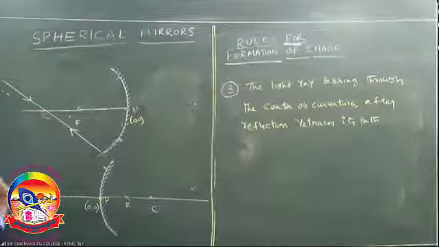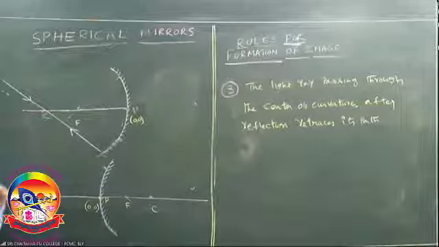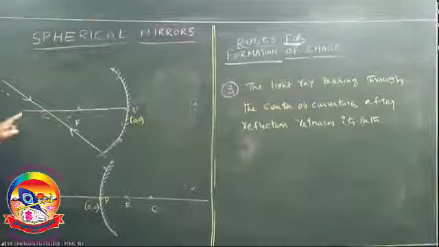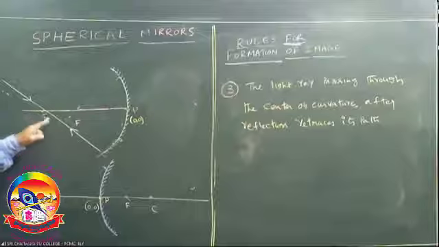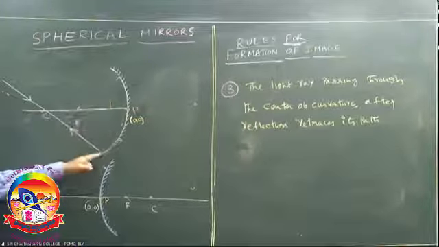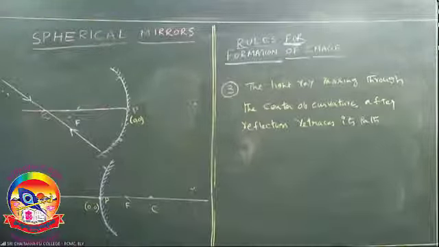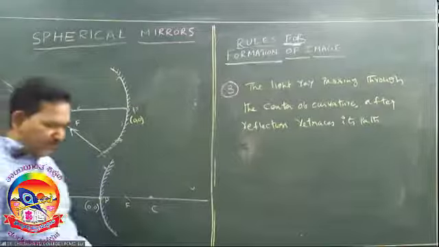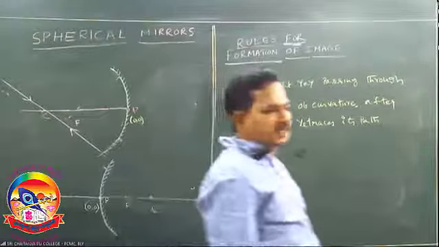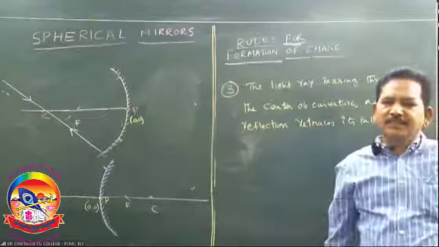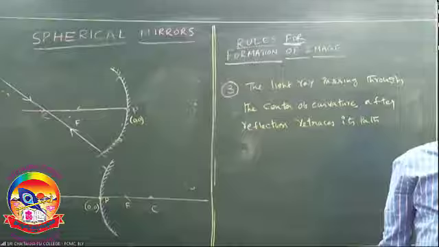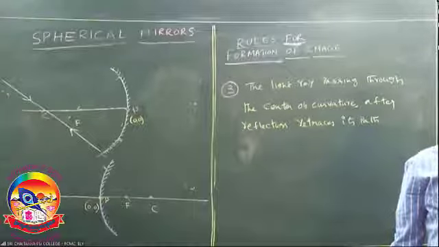How to draw normal in case of the spherical mirror? Any line which joins the center of curvature to any point on the mirror, any point will be treated as normal. Because to study reflection and refraction, normal is important. Angle of incidence, angle of reflection, angle of refraction is measured only with normal. Without drawing the normal, we cannot study the reflection and refraction concept.